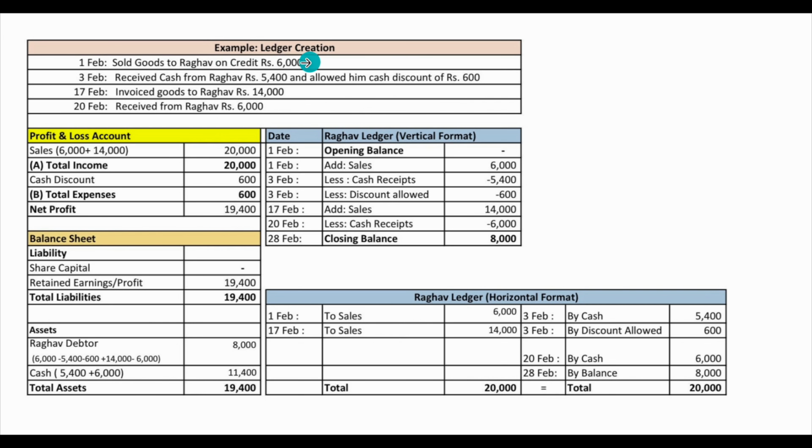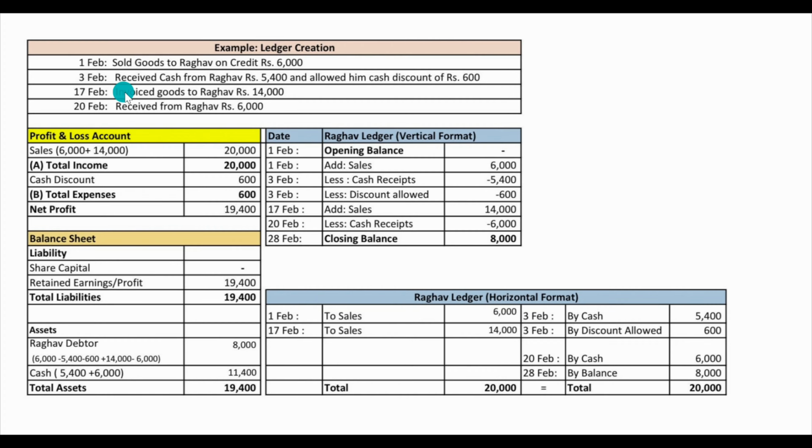Example, ledger creation. On 1st February, sold goods by the company to Raghav on credit, rupees 6,000. Due to which the debtor balance on the balance sheet asset side in the form of Raghav increases to the extent of 6,000. At the same time, in P&L, that is profit and loss account, sales is recorded to the extent of 6,000. So profit and loss account and ultimately retained earning increases by 6,000, and Raghav debtor on the balance sheet asset side increases by 6,000, and thus our balance sheet tallies.